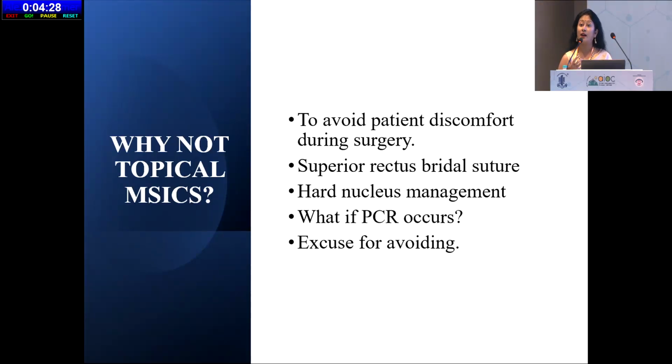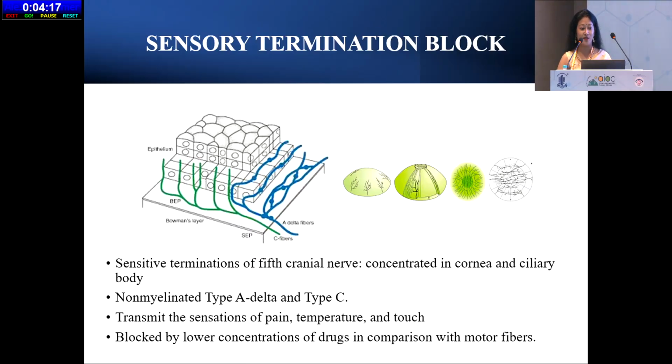What if I get a hard nucleus? What if I land up in a complication? Then again, I'll have to shift to peribulbar injection. Or was I looking for an excuse of avoiding because I was comfortable with peribulbar injections? So I decided to go back and see the anatomy where exactly we are operating.